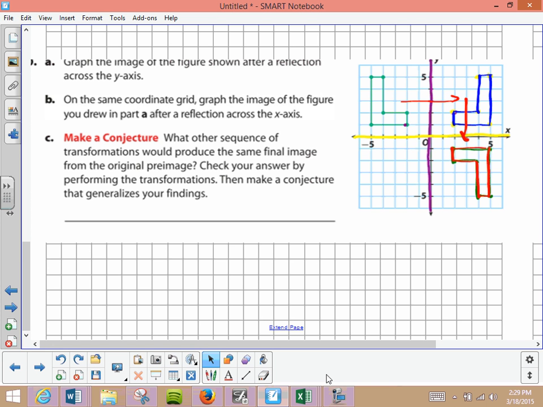Good. Do we have any questions on those? How do you feel about reflections and translations? 5, I totally got it. 1, I'm not so good. Too easy? Yeah. Somebody has a 3. Talk to me. Tell me what's bugging you.